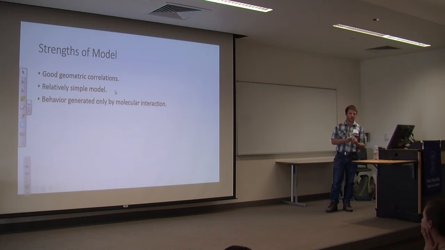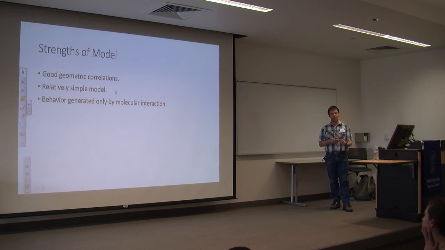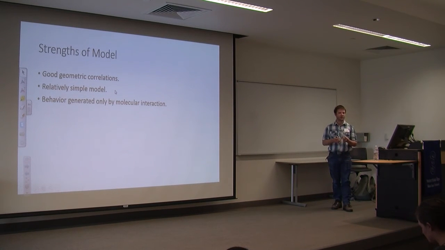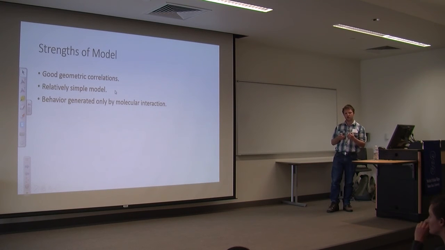So the strengths of this model, it has good geometric correlations to the real-life phenomena that we see. It's a relatively simple model. It's just the molecular interactions, where if you start looking at the Navier-Stokes equation, you're looking at these really nasty partial differential equations. And the nice thing about this is instead of making any assumptions, we just start with the particles themselves and generate the large-scale behavior from the particles.